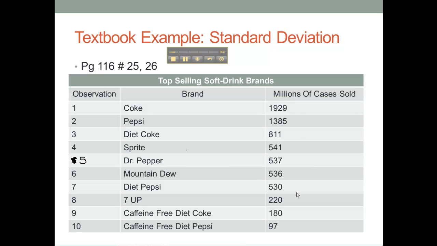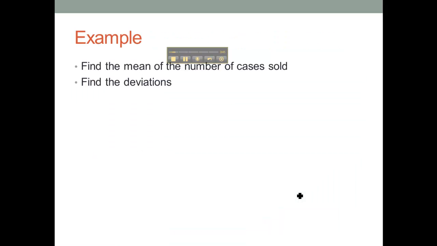So now what I'm going to do is find the mean of the number of cases sold. Of course, this is not a population. This is going to be a sample because these are samples of soda brands. There are so many more. So x bar equals 676.6 million cases sold.